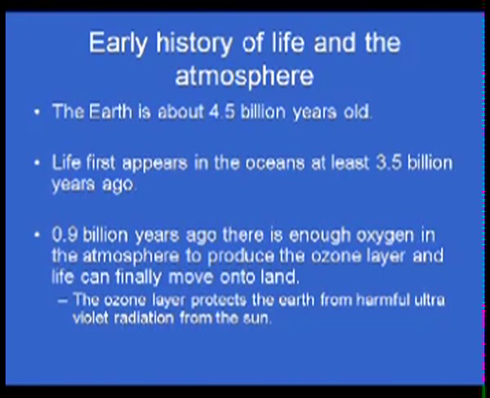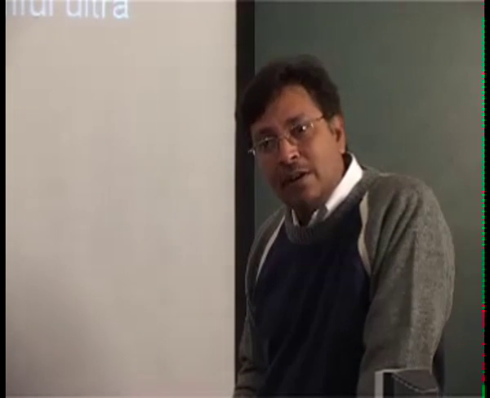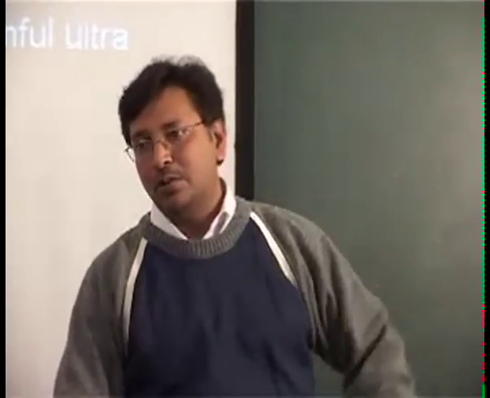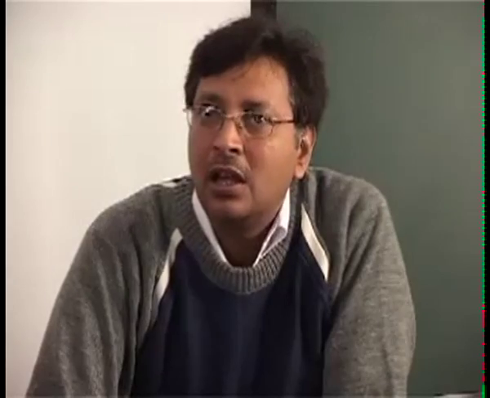And then from the harmful ultraviolet radiation of the sun, what it says is there is enough oxygen in the atmosphere to produce the ozone layer, and life can finally move onto the land. When we started having a lot of oxygen, what would happen? To start with, we didn't have ozone; we all know that there is ozone in the stratosphere. How would that happen? Because we have lots of oxygen, and uncontrolled UV radiation reaches the surface of the earth. And what do these UV radiations do in the stratosphere? How is ozone formed?